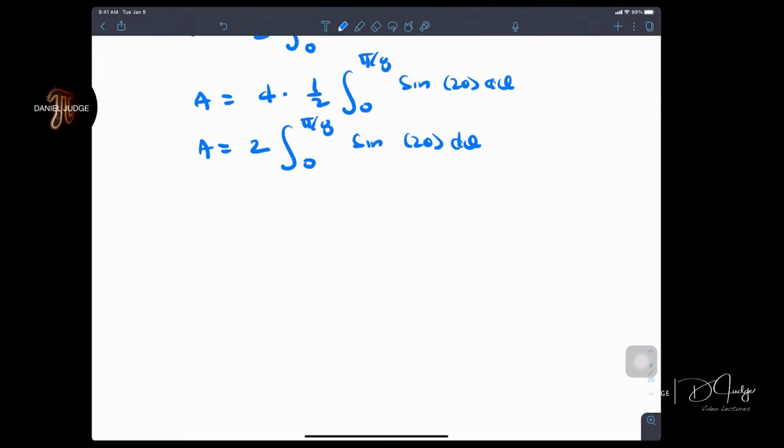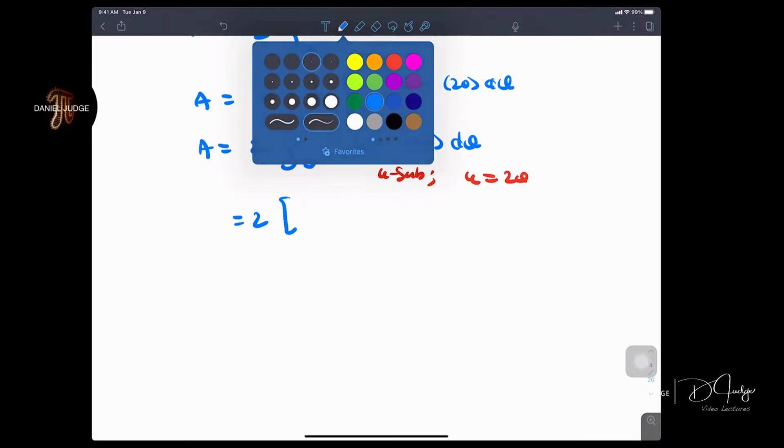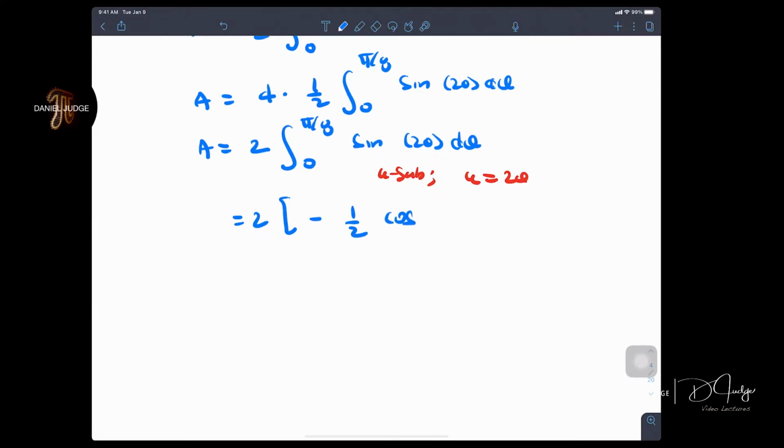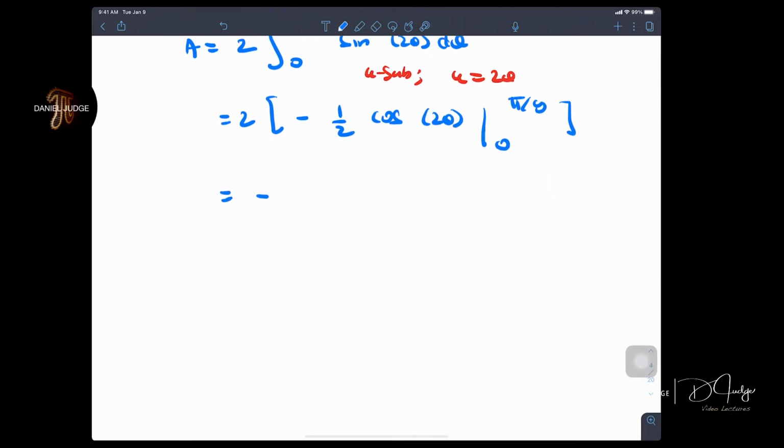So we're going to integrate by u sub. U sub gives us, if we integrate sine 2 theta, remember u sub, u will be 2 theta. So we're going to get minus 1/2 cosine 2 theta from 0 to pi over 8. Which will give you minus cosine 2 theta from 0 to pi over 8.